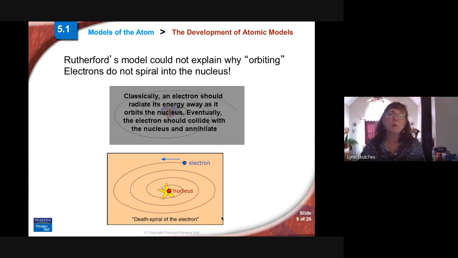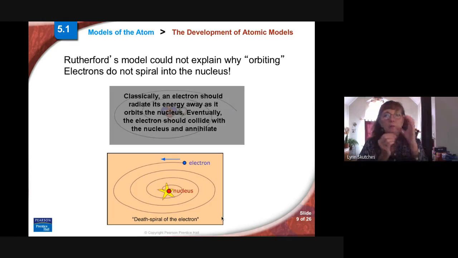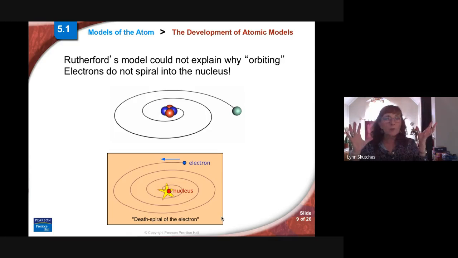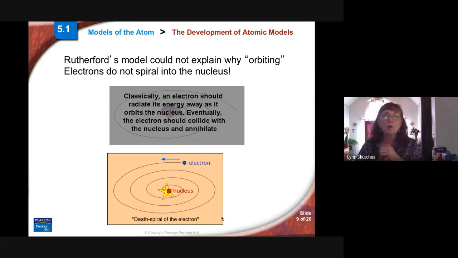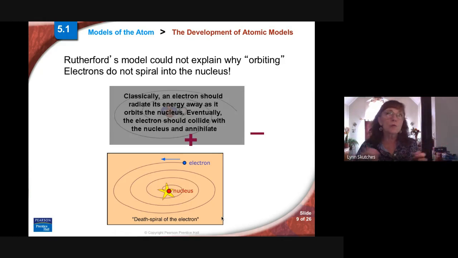Another problem with Rutherford's explanation of the atom is, okay, you've got these positive nuclei, massive, especially for something like gold. You've got these electron things. Why don't they all crash into the nucleus? They should be attracted to each other. Opposites attract. That rotating electron everything should collapse on itself. And of course it doesn't.